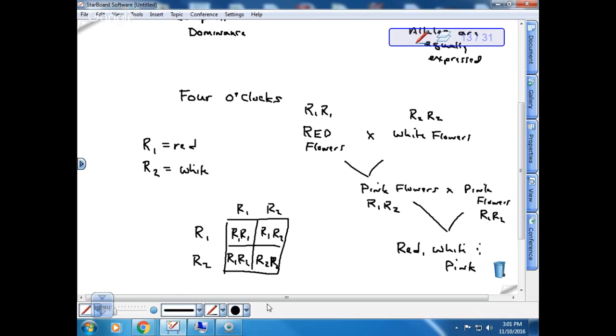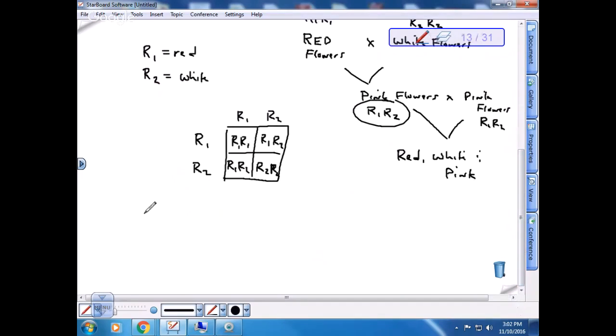So in humans, this would be any trait where if you're heterozygous, so if you have one copy of one allele and one copy of the other, you are different in your phenotype from being homozygous dominant or homozygous recessive, then that is one that is incompletely dominant, okay? So let's look at humans.